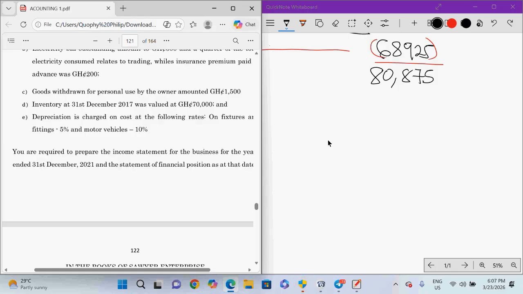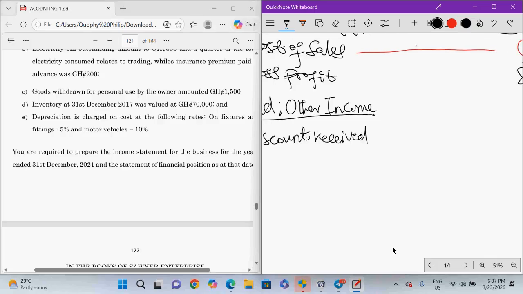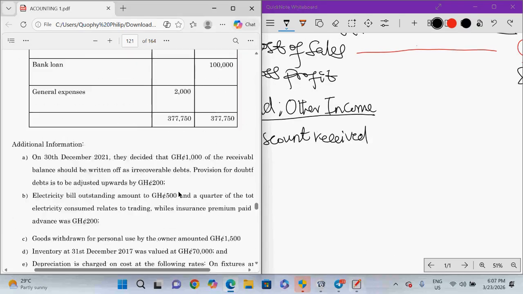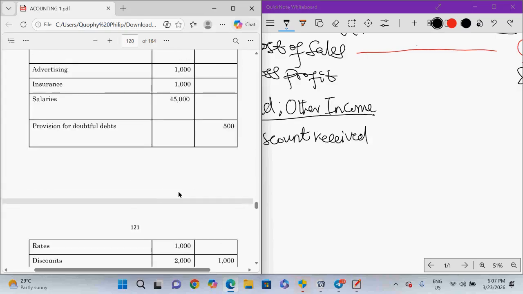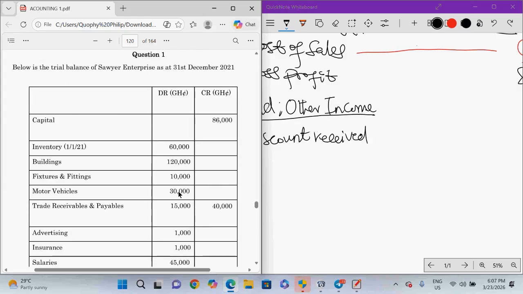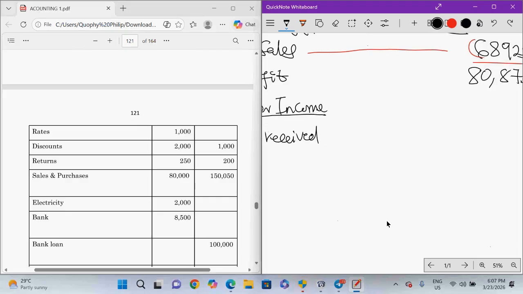Okay, so let's continue. Thank you, Stephanie. So please let's continue. Now we are already tired. So discount received is how much? How much is the discount received? Discount received now. Is it that would be at the credit side, so 1,000?